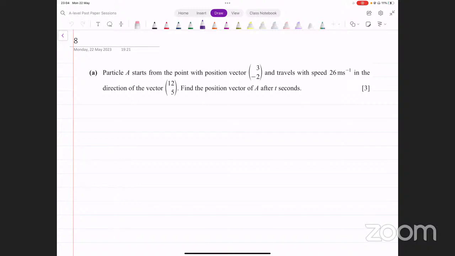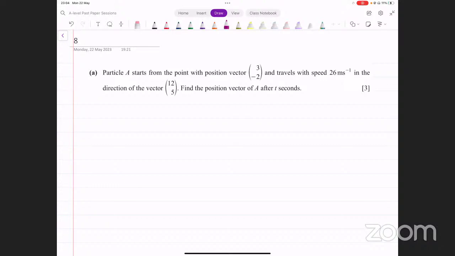Okay, so that's interesting. Particle A starts from the point with position vector 3 and -2. And it travels with speed 26 meters per second in the direction of the vector 12, 5. So this is the direction vector 12, 5. We need to find the position vector of A after t seconds. All right. Now, how do we think about this?